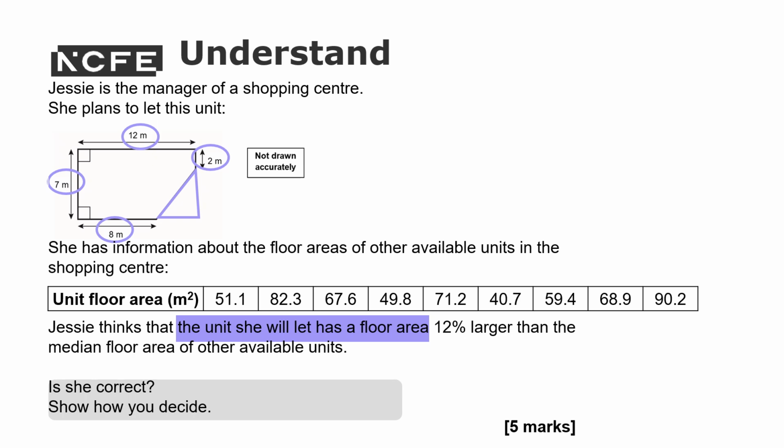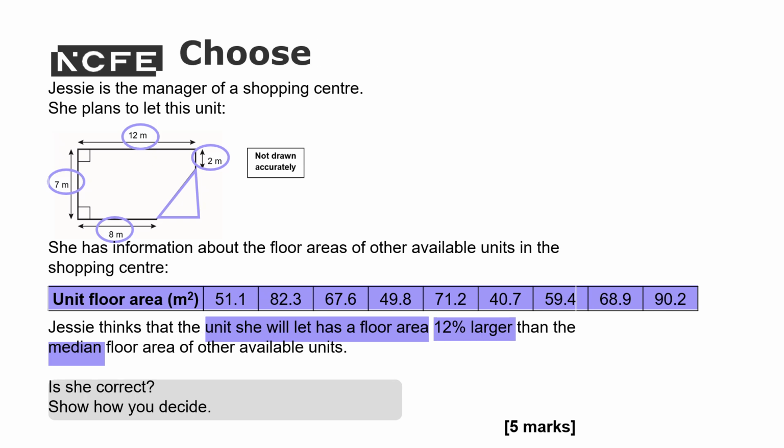Then what else do I have? So we know about the other available units, and we've got that table, and we need to calculate the median there as well. And the other key information is what Jessie is thinking, what we need to decide whether she's correct or not, is that she thinks that her unit that we're going to find the area of is 12% larger than the median floor area of other available units. Okay, so I feel like I understand that question now. So I can move on to the choose part of RUCSACK.